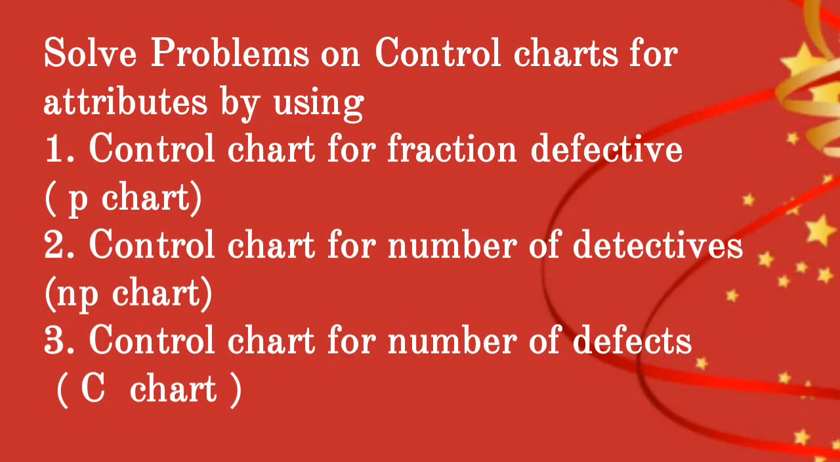Solve problems on control charts for attributes by using first control chart for the fraction defective, P chart; second control chart for number of defectives, NP chart; third control chart for number of defects, C chart.